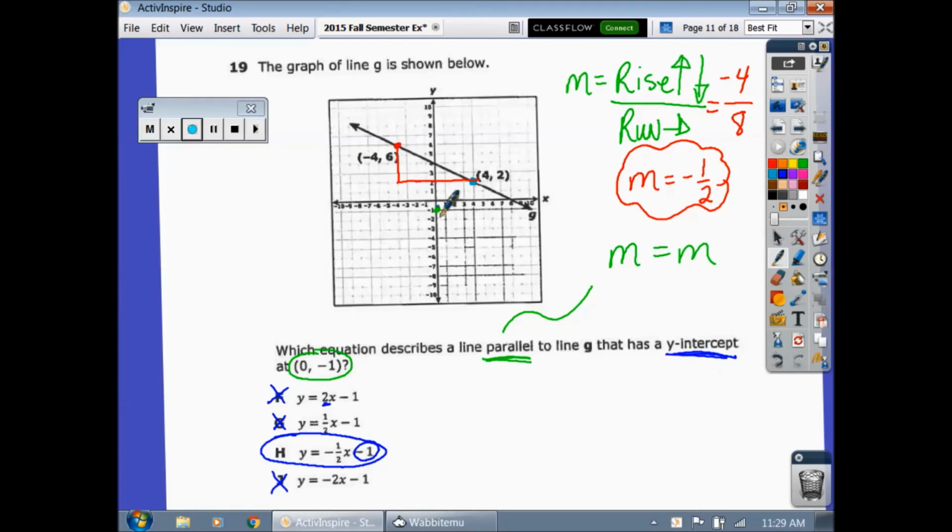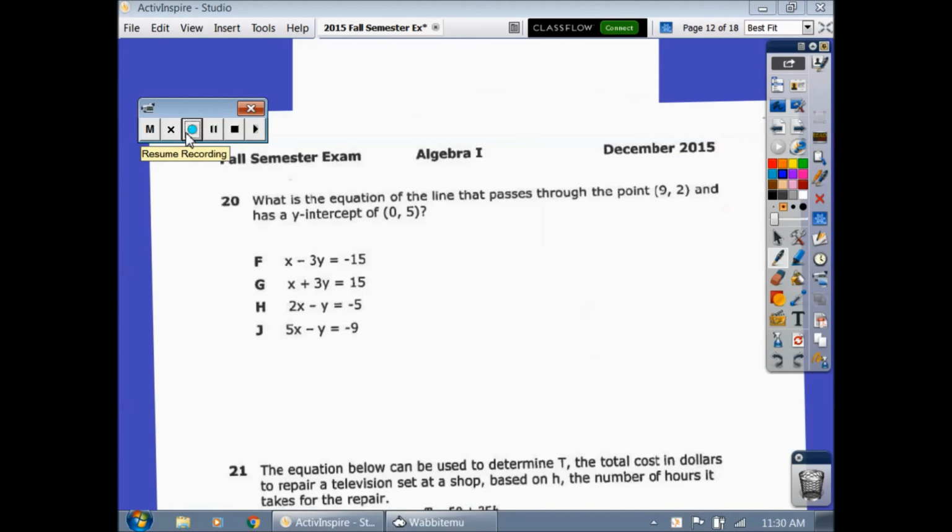What is the equation of a line that passes through the point 9, 2 and has a y-intercept of 0, 5?